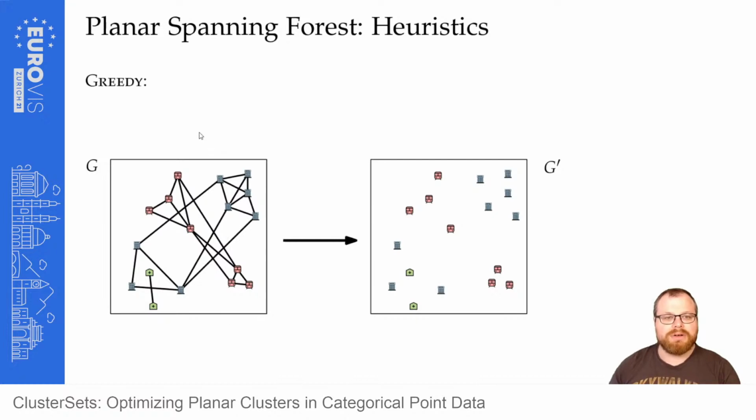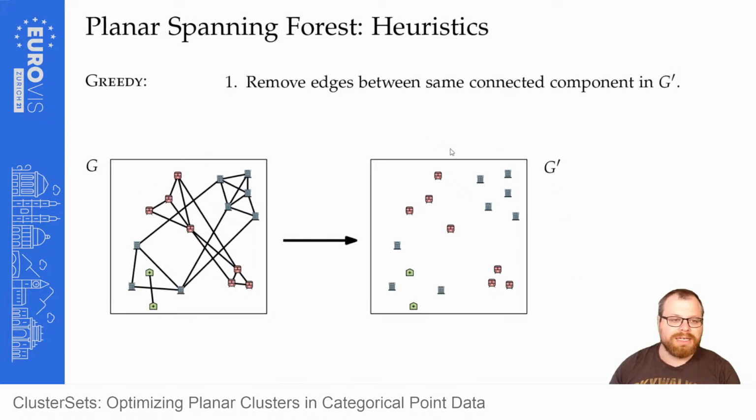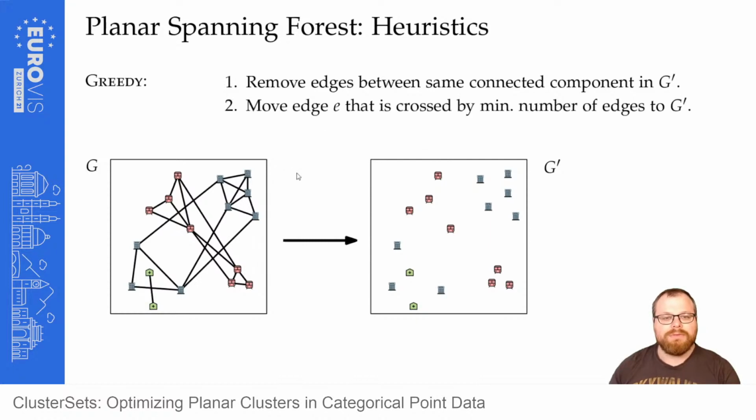In the greedy algorithm we do 3 steps. First, we remove all edges from G that are in the same component here. In the beginning, that's nothing. Then, we take an edge here that is crossed by a minimum number of edges. So, for example, this planar edge here, and move it over there. And then we remove all edges from G that used to cross this. So, as long as we have planar edges here, we don't have to do step 3. But now these 2 vertices are in the same component here, so we have to remove this edge.